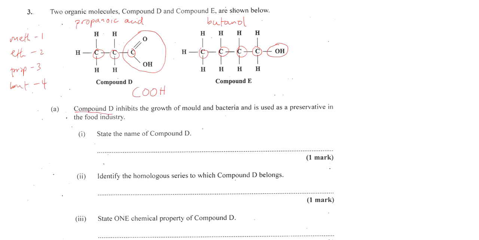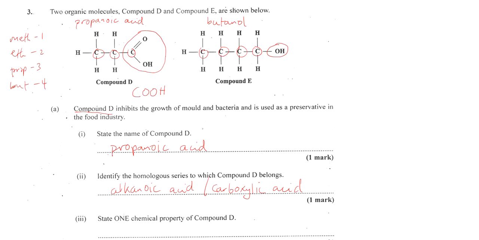State the name of compound D. Well, we've already done that. So it is propanoic acid, right? Identify which homologous series to which compound D belongs. Well, we just did that as well. So we say this is an alkanoic acid, or carboxylic acid. Any one will be fine.